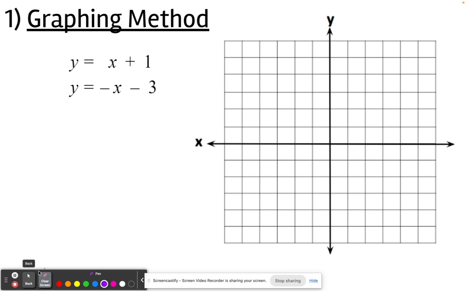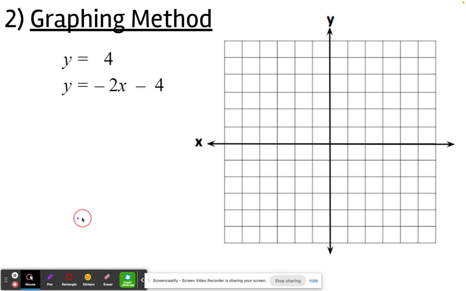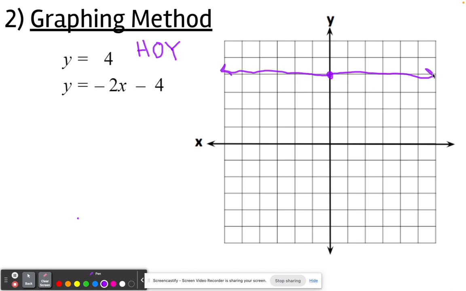Let's try another example. My first equation is y equals 4. Well, if you remember your y, that means we have a horizontal line with a 0 slope, and it's a y equals. So my y equals 1, 2, 3, 4, and it's a horizontal line. So it doesn't matter what x is. My y will always equal 4. So if these lines intersect, they're going to intersect where y is 4. I know that much.